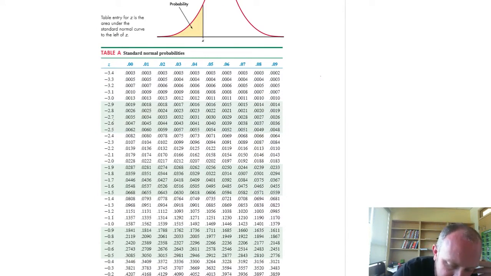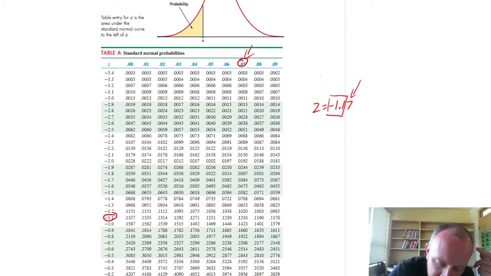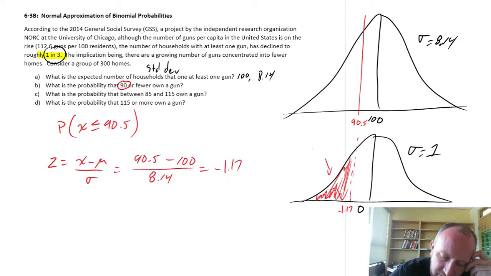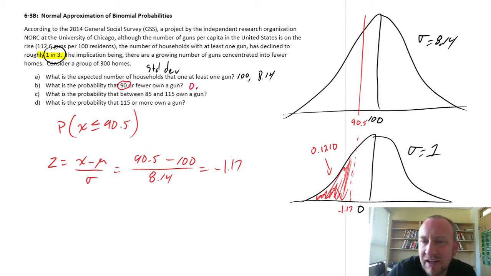If we pull up our tables, I'm looking up negative 1.17. Here I've got first negative 1.1, and then here's that second decimal, 0.07. Where those come together, I have a value of 0.1210. So that area is 0.1210, which means there's about a 12% chance that 90 or fewer own a gun. There we go. That's all there is to it.